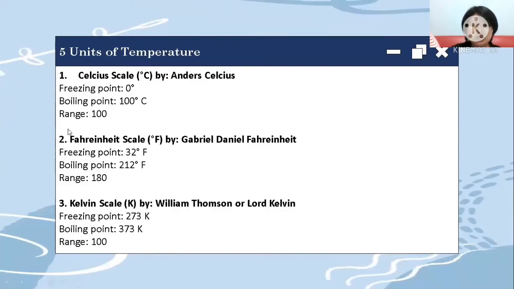The second scale that we're going to learn is the Fahrenheit scale, or degree F, by Gabriel Daniel Fahrenheit, with freezing point at 32 degrees Fahrenheit, boiling point at 212 degrees Fahrenheit, and the range of 180. The third, we have the Kelvin scale, or simply K, by William Thomson or Lord Kelvin. They are both the same person, so do not fret. The freezing point is 273 K, the boiling point is 373 K, with the range of 100.